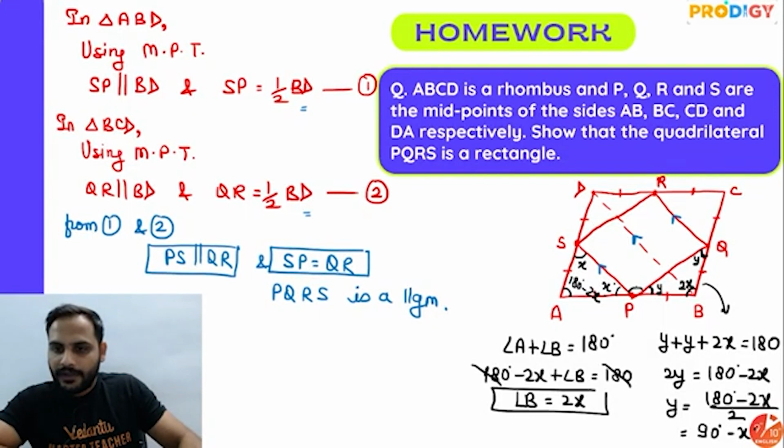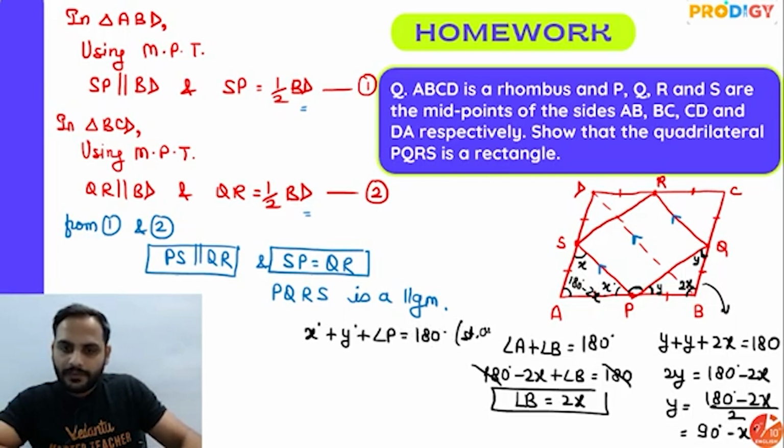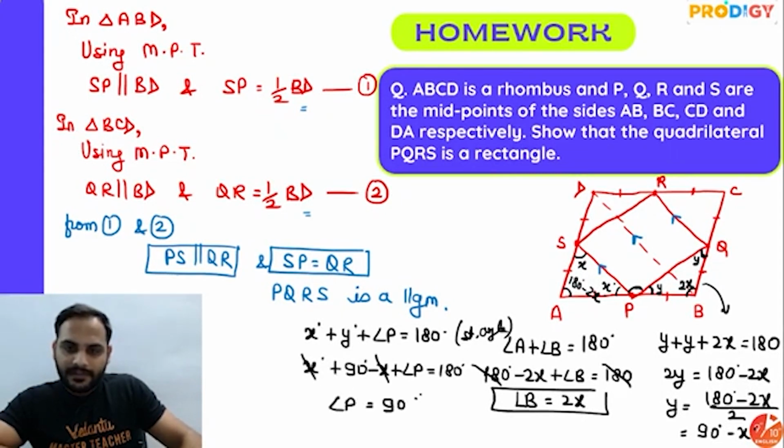Now let's look at angle P. So I will say x degree plus y degree plus angle P will be equal to 180 degree, because they are forming a straight angle, right? Angle x as it is, angle y is 90 minus x, plus angle P is equal to 180 degree. Minus x plus x got cancelled. Angle P is 180 minus 90, which is 90 degree. And if I get one angle equal to 90 degree, I can say PQRS is a rectangle.